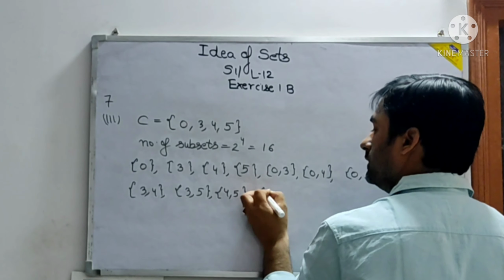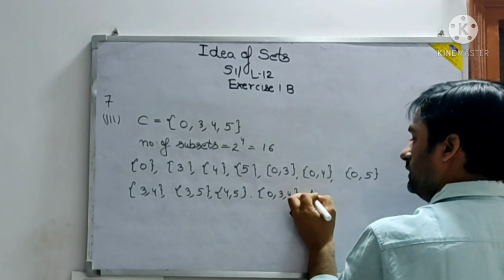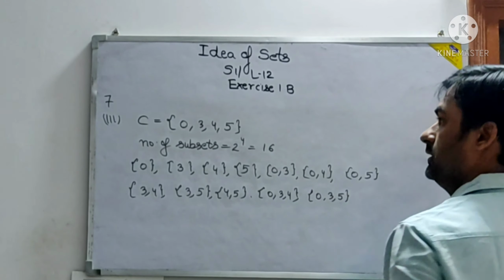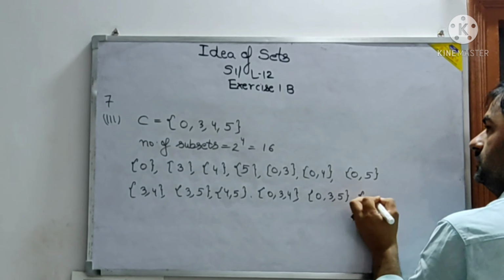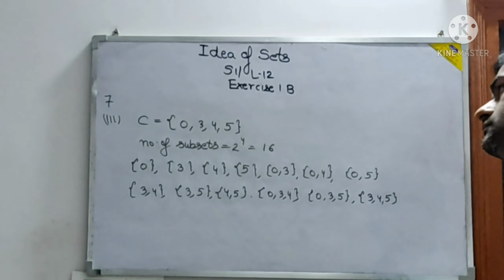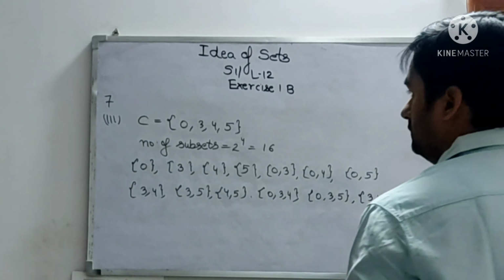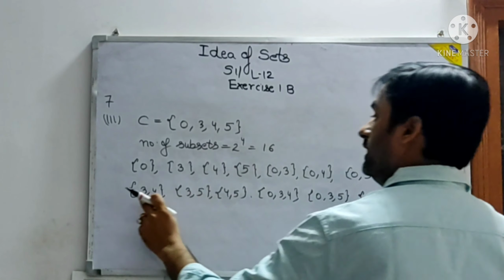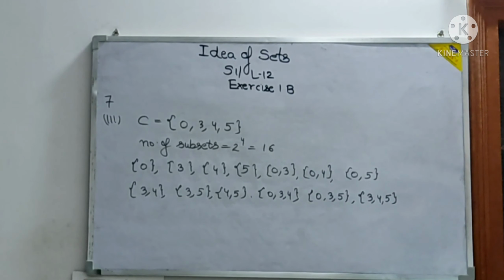Then what? {0, 3, 4}, then {0, 3, 5}. Okay, {0, 3, 4}, then {3, 4, 5}. How many have we found? We have got 1, 2, 3, 4, 5, 6, 7, 8, 9, 10, 11, 12, 13. 13 is there, 3 more required.